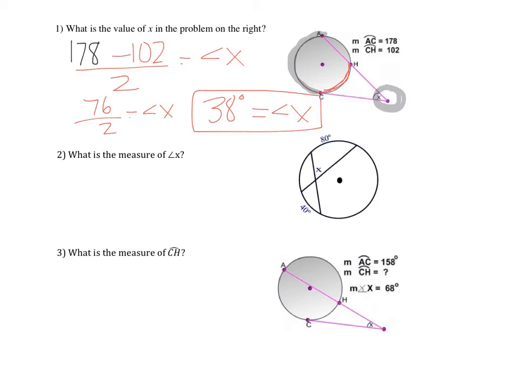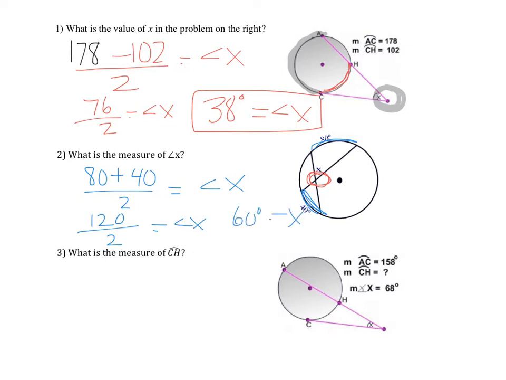All right, number 2. This time we are intersecting inside the circle. So we're going to add the two arcs to get our angle. So here we have the two arc measures are 80 and 40. So 80 plus 40 divided by 2 will get angle X. That's 120 divided by 2. So 60 degrees is angle X.